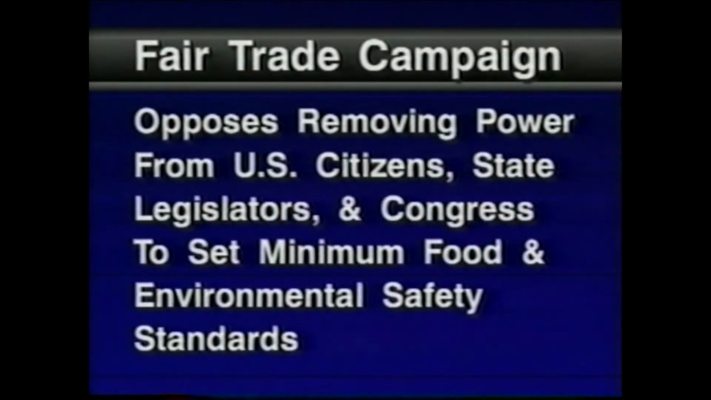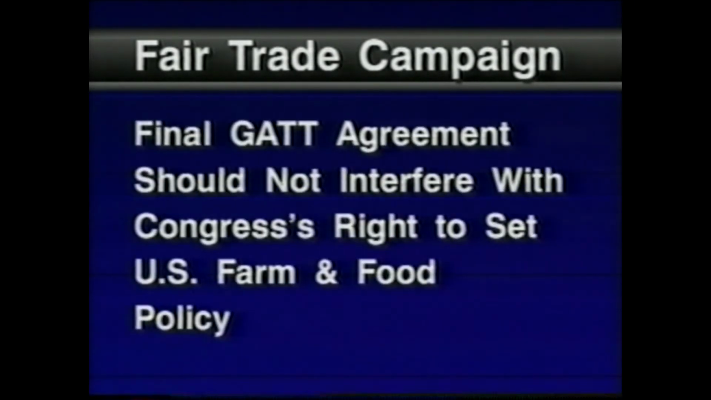Recognizing that these new U.S. GATT proposals pose serious threats, a wide range of farm, church, consumer, trade union, and environmental groups have formed a national Fair Trade Campaign to persuade Congress to speak out on GATT before it is too late. The Fair Trade Campaign is opposing any and all proposals which would take away the power from U.S. citizens, state legislatures, or Congress to set minimum food and environmental safety standards. The Fair Trade Campaign is working to ensure that the final GATT agreement does not interfere with the right of Congress to set U.S. farm and food security policies, including the right to control imports.